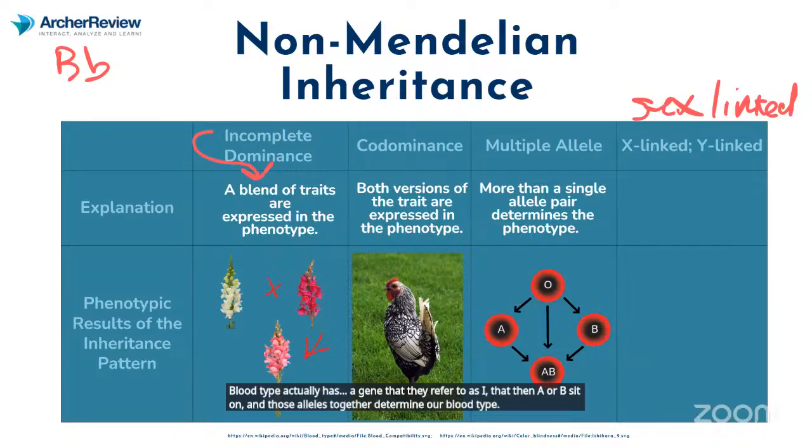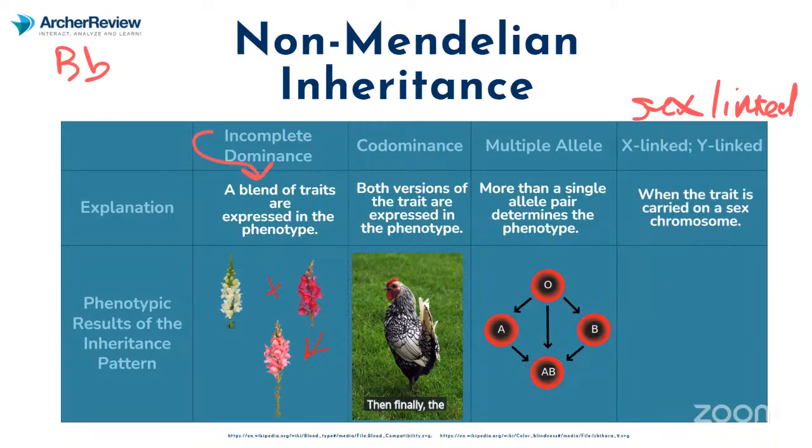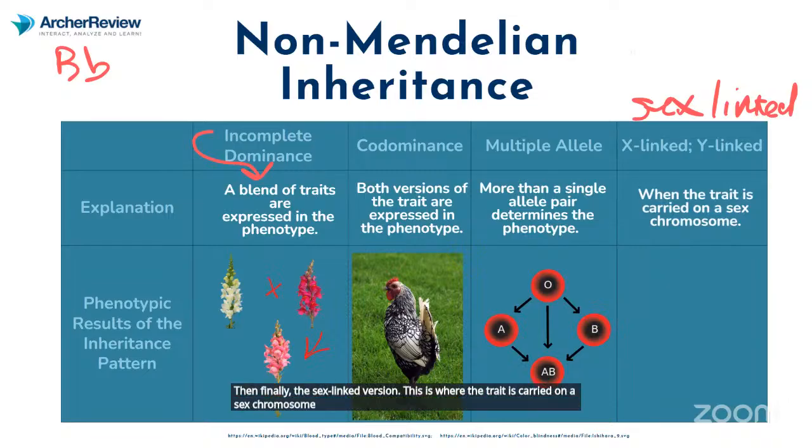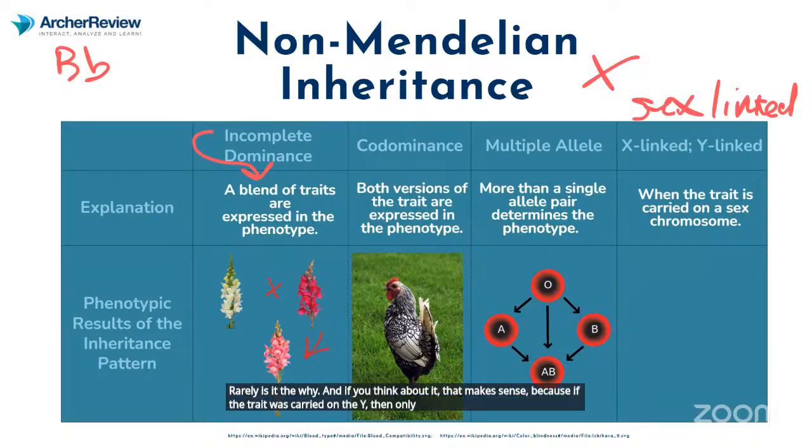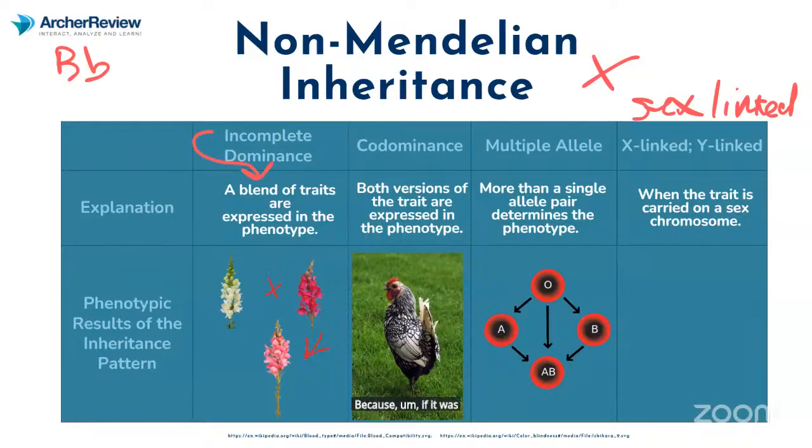Then finally, the sex-linked version. This is where the trait is carried on a sex chromosome, and it is typically the X chromosome. Rarely is it the Y. And if you think about it, that makes sense, because if the trait was carried on the Y, then only males would get it. It would fall more in line with diseases, because if it was an important trait, women would probably need that trait too.